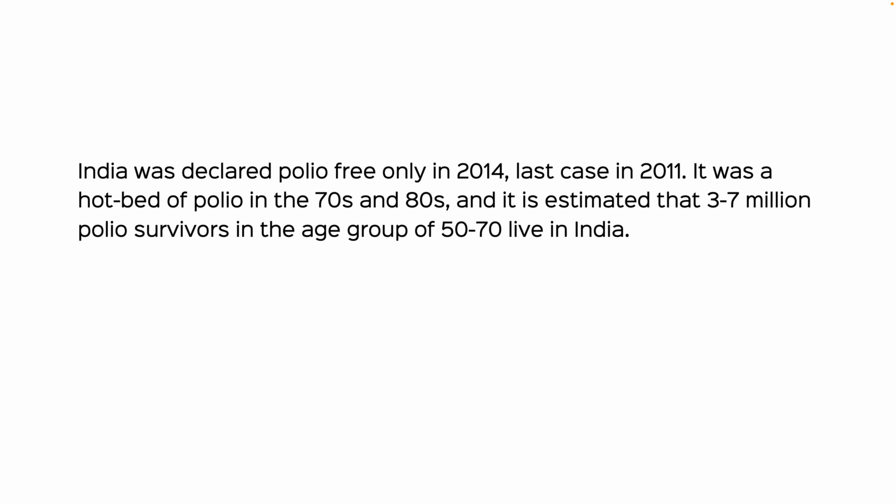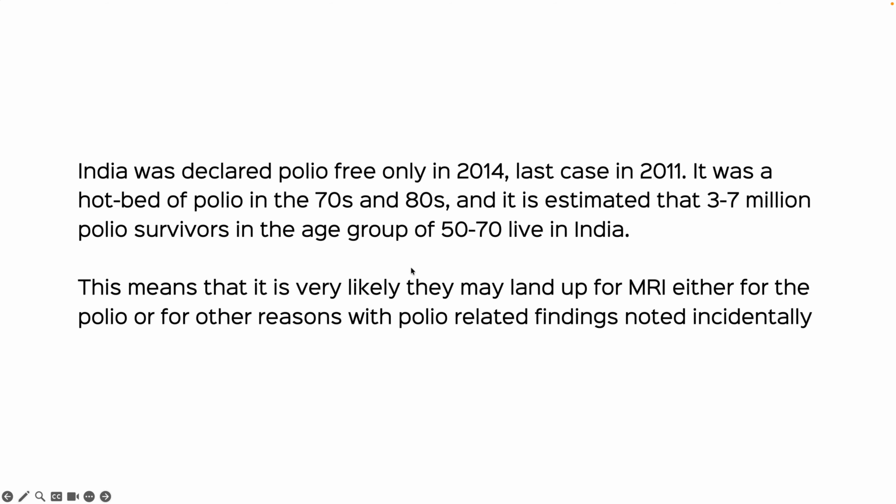India was declared polio-free in 2014. The last case was in 2011, and it was a hotbed of polio in the 70s and 80s. It is estimated that worldwide there are about 20 million people with polio alive, of which 1/3 are in India. So that would be about 3 to 7 million polio survivors who are currently in the age group of 50 to 70. Which means that some of them may land up for MRI for whatever reason, and sometimes these are picked up incidentally.